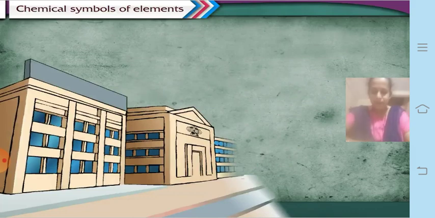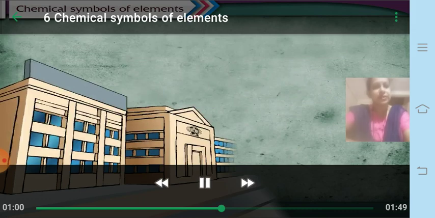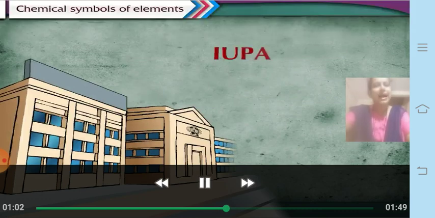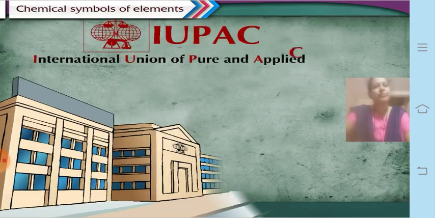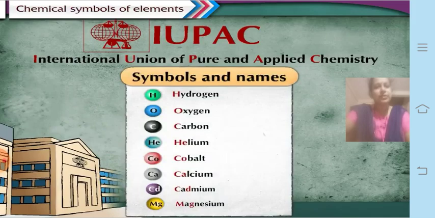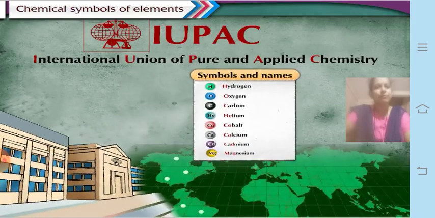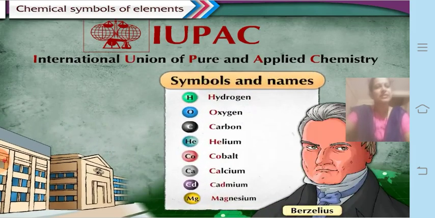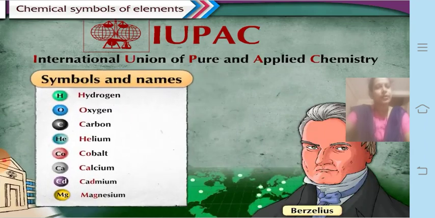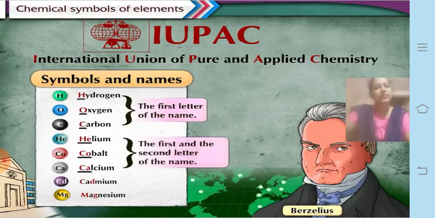That is why today we have the symbols determined by IUPAC, which stands for International Union of Pure and Applied Chemistry. Now, according to this, the symbols are mostly the first letter of the element name. You can see the different element symbols here, and it was given by Berzelius. Hydrogen is the first letter of the name.